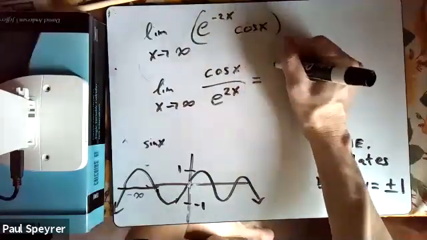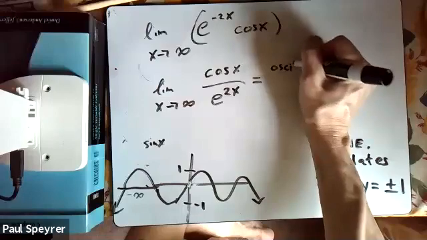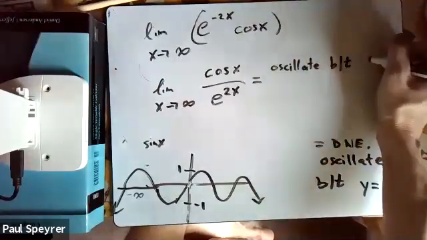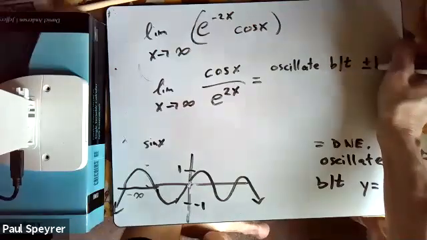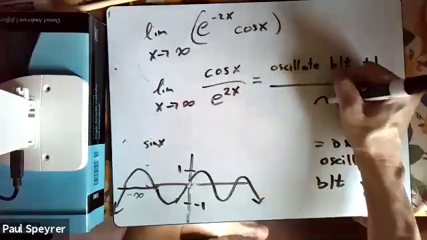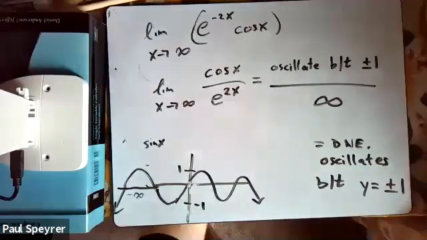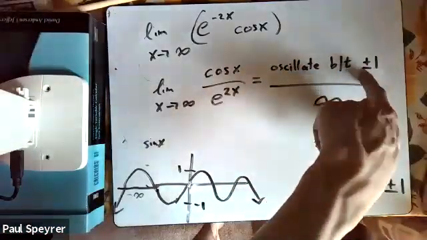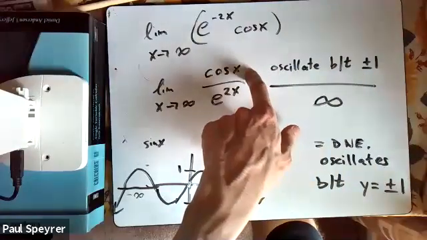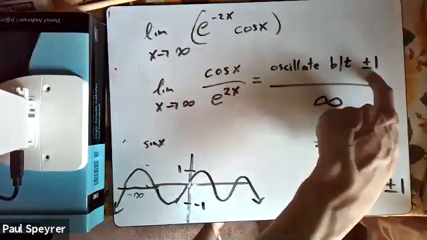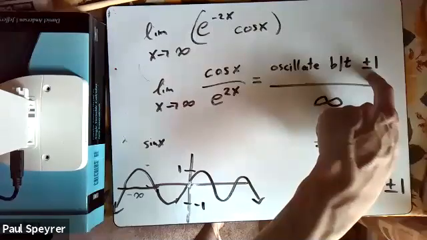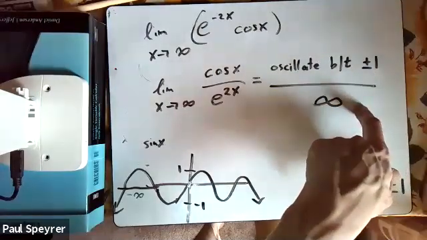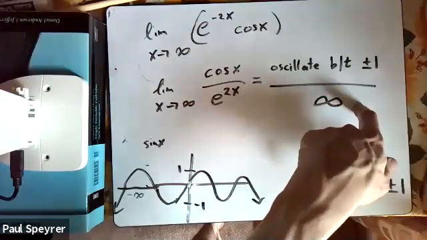Cosine of x, remember this is going to oscillate between plus or minus 1. This goes to infinity in the bottom. So remember, it's oscillating between plus or minus 1 cosine of x. Those are two finite numbers. Even if I said, oh, it goes to -1, what's -1 divided by infinity? It's 0, right? Because a constant divided by infinity is 0.